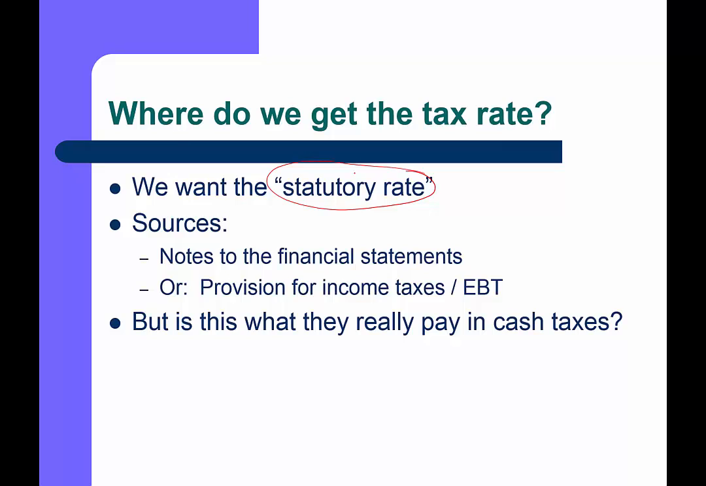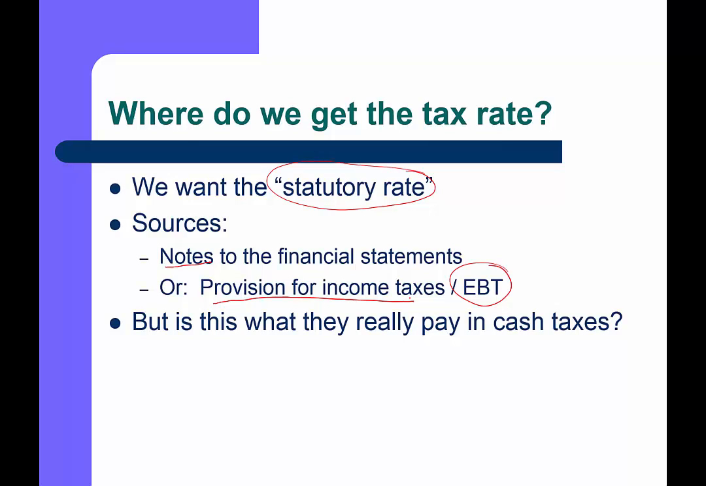And where does it show up? Well, in every set of financial statements, there's notes to the financial statement, and there'll be a note called income taxes, and it will show you what, typically in a little table, what the statutory rate is. But the easy thing to do is go to the income statement, and the income statement, as we just went through, will say earnings before tax minus taxes, net income. And so if you take the provision for income taxes, which is that line below earnings before tax, and divide it by the number that's typically right above it, that will give you this statutory rate.